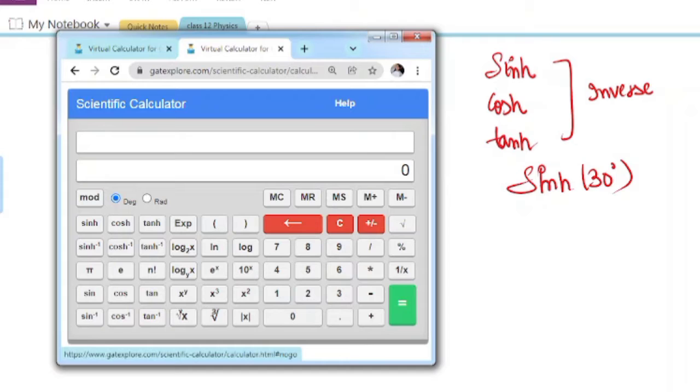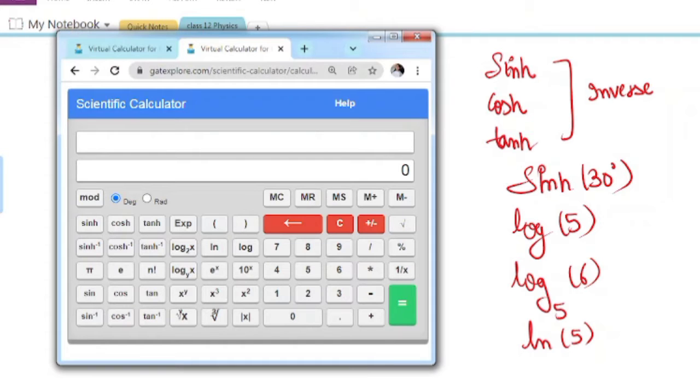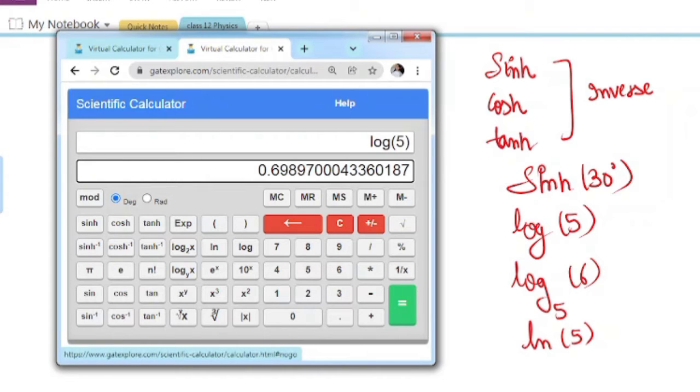Another thing, if you want to use the logarithm functions or these exponential functions here, what you have to do? If you want to calculate log 5, log base 5 of 6, and ln 5, how do you find them? Just open your calculator, clear everything, and find log 5. Just put 5 here and then log. You get the value.